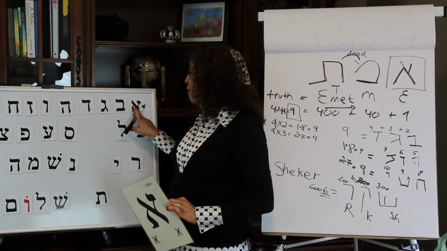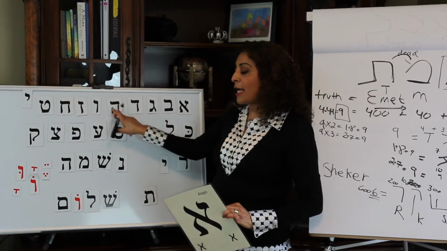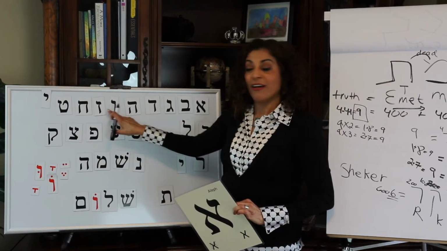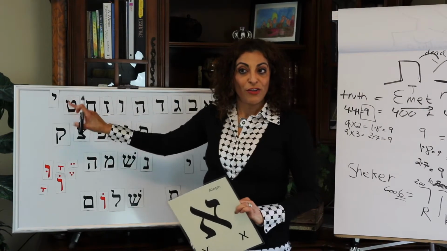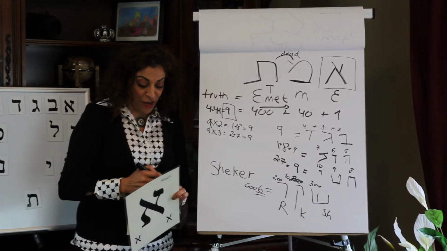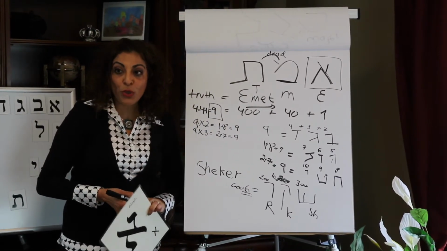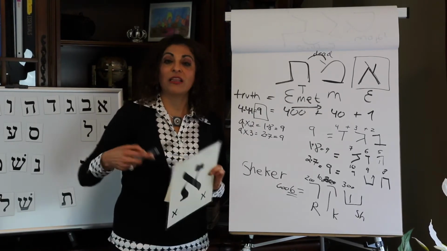If we start with Aleph plus Bet plus Gimel, we get 6. Daled, Hey, Vav will be 6. Zayin, Chet, Tet will come down to 6 again. So you can do this in your math at home and figure out. That is incredible. Truth is always, always prevails over lie.